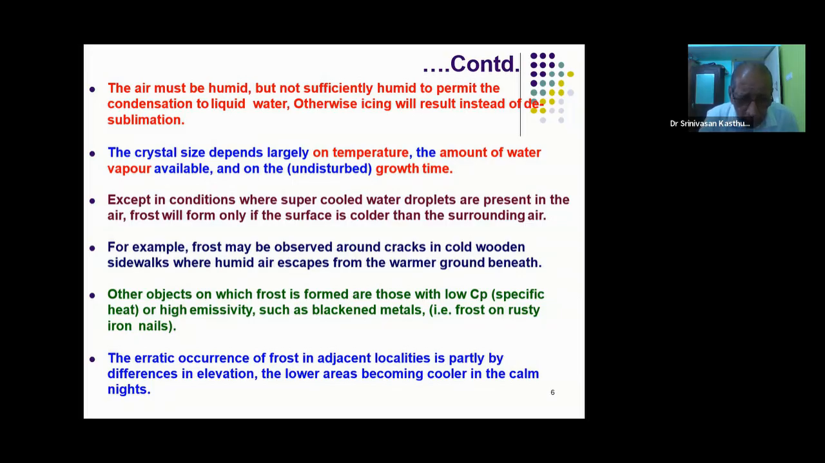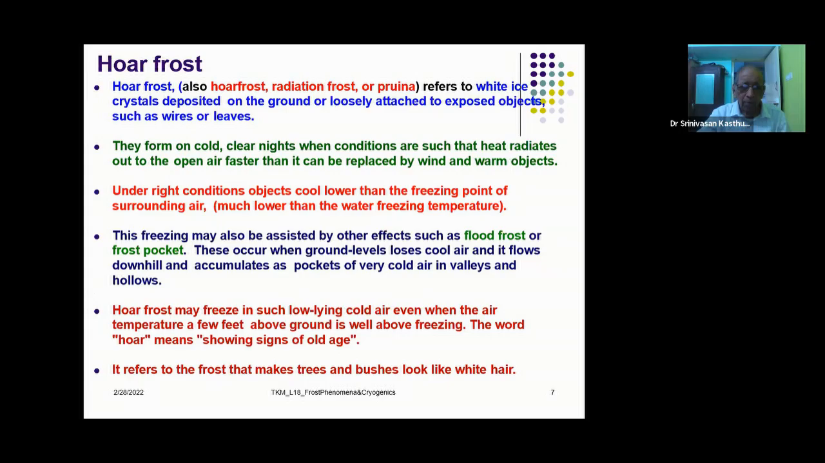So the frost formation happens. The erratic occurrence of frost in adjacent localities is partly due to differences in elevation. The lower areas normally become cooler on calm nights, so it depends on the surface temperature. Suppose you have low valleys, for example; then you will have more frost formation in the low-lying valleys. This is something you will normally observe.